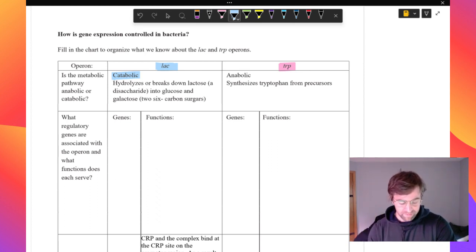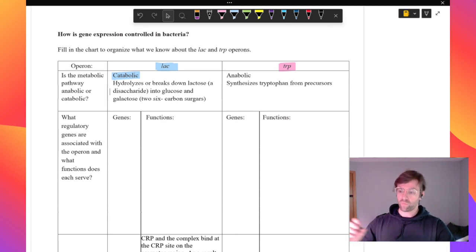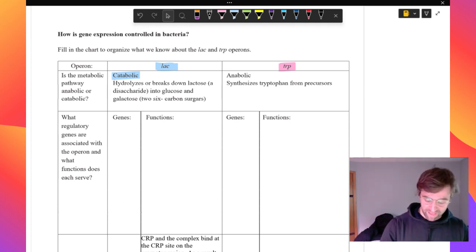This metabolic pathway hydrolyzes or breaks down lactose, which is a disaccharide, into glucose and galactose, which are two 6-carbon sugars. This is information that you'll have more context for once you take organic chemistry or biochemistry. You'll be able to see how these things are structurally very similar and related. But for now, we're breaking down lactose into simpler sugars, so that the organism can use it as energy. So catabolic, we're breaking it down and releasing energy.